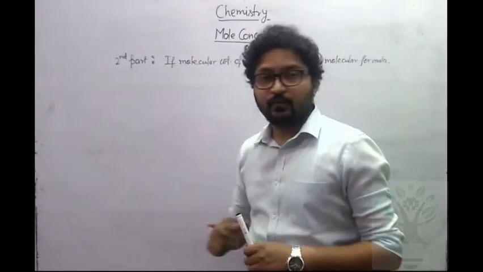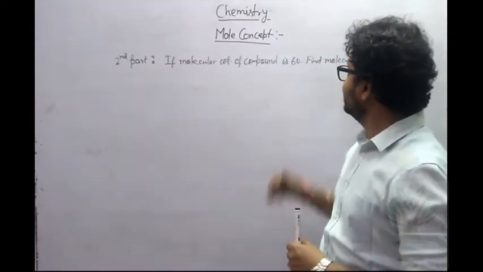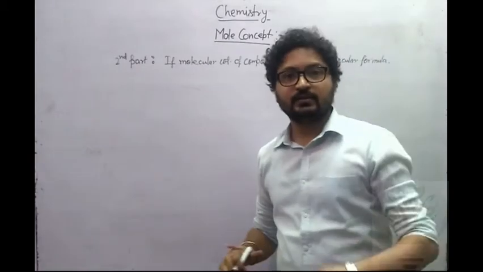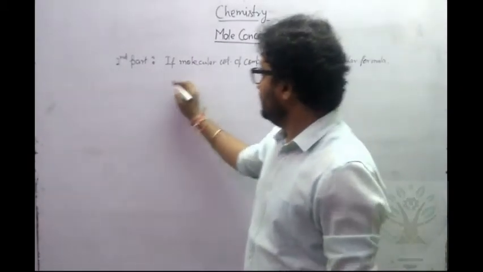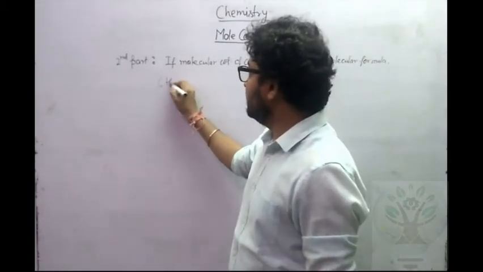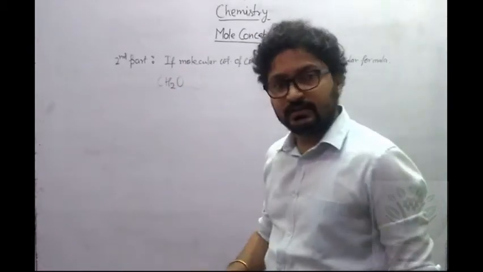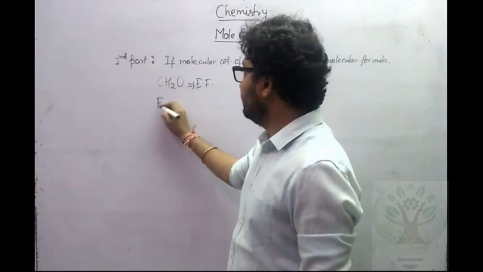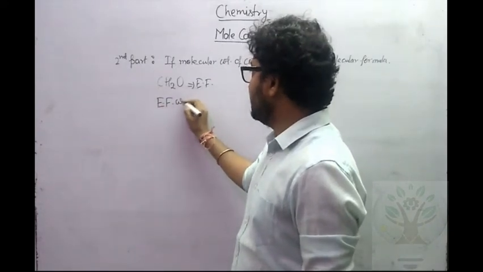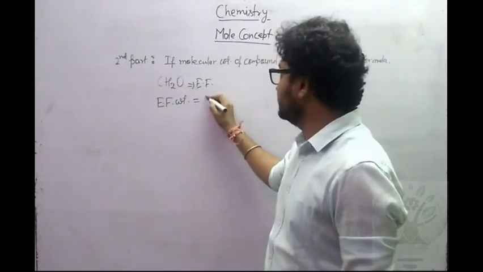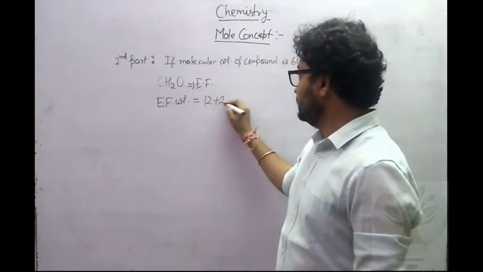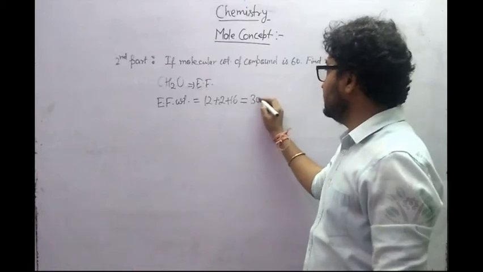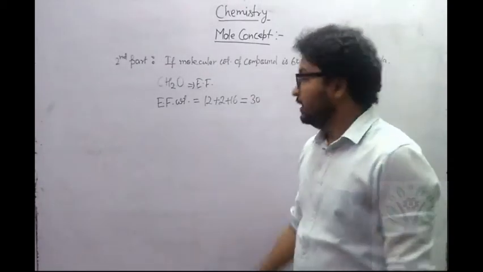Now, the second part of this question is, if the molecular weight of the compound is 60, find the molecular formula. Okay, pause the screen, give it a try. I hope you remember we found the empirical formula is CH2O. So, what is the empirical formula weight? It is 12 plus 2 plus 16. 2 hydrogens are there now. So it will come as 30. This is the empirical formula weight.